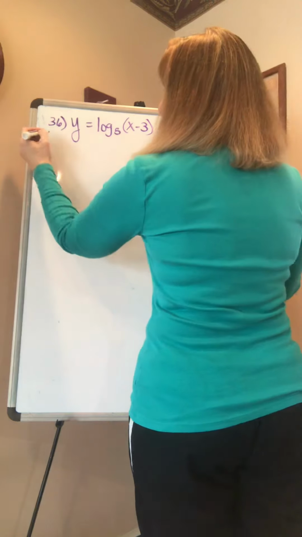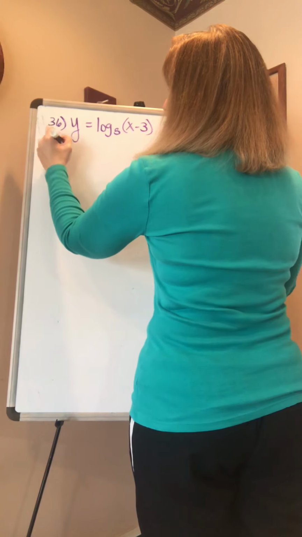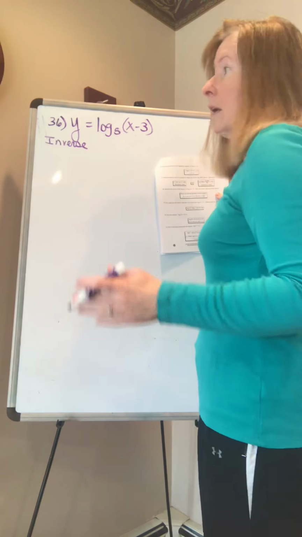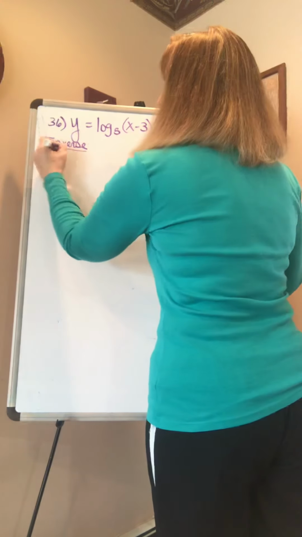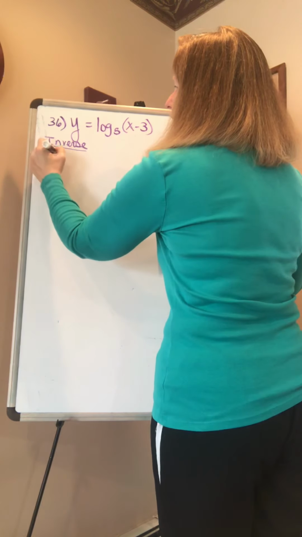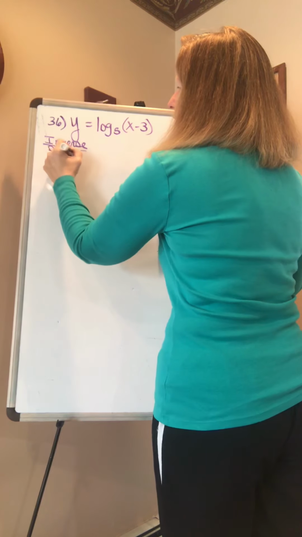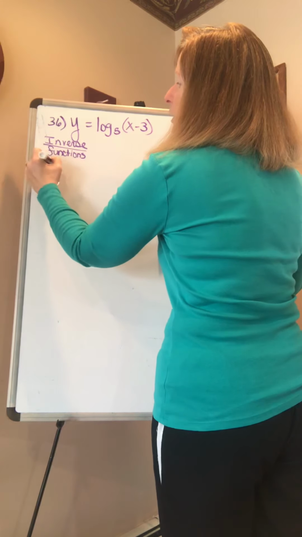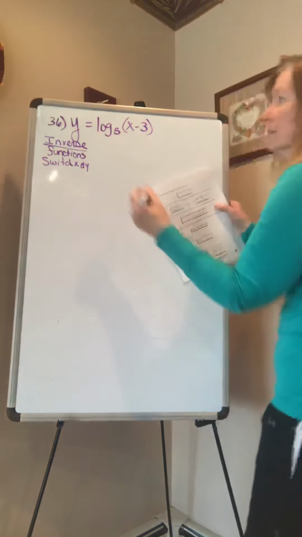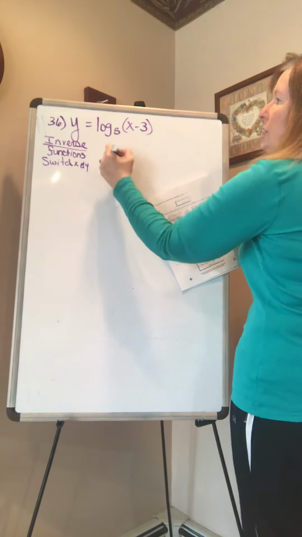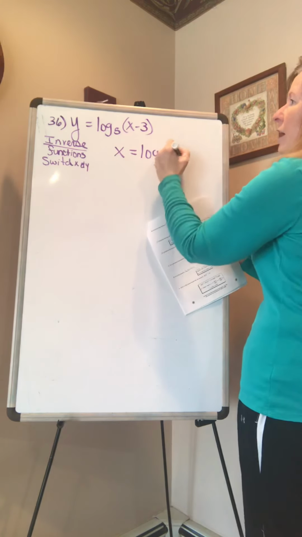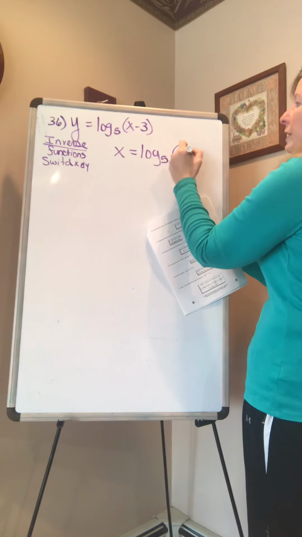And if you remember, an inverse from lesson 1 and from chapter 4, you switch x and y. So an inverse of a function, this is only for functions, inverse functions, I should write that. Inverse functions switch x and y. So I want the inverse of this guy. I'm going to switch. X is equal to log base 5 of y minus 3.